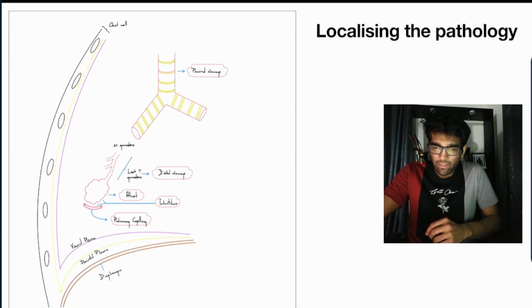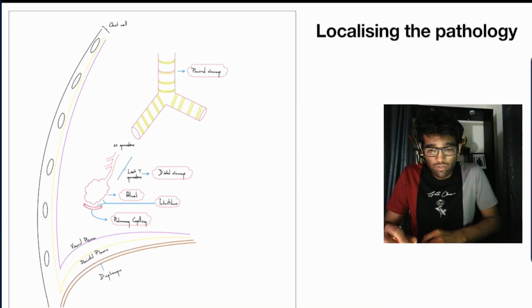Now, the respiratory tract here is shown to consist of the trachea and the primary bronchi, and the primary bronchi then undergo 23 divisions subsequently. The last 7 of those divisions are what constitute the distal airway. The distal airway then opens up into the alveoli, and the alveoli are actually right next to the alveolar capillary bed, so that gas exchange can occur to and from the alveolar capillary bed.